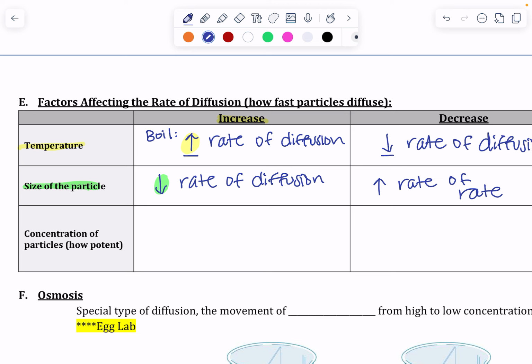And lastly, we have the concentration of particles, or how potent it is. If we have a substance that's very potent, it's going to increase the rate of diffusion, because there's going to be a lot of that substance going from high to low. And so if there is a high amount of that substance, the concentration going from high to low, it's going to increase the rate. So back to our direct relationship, like temperature.